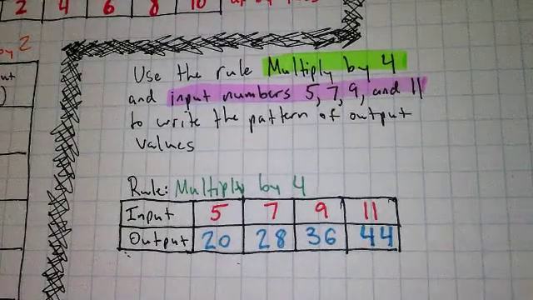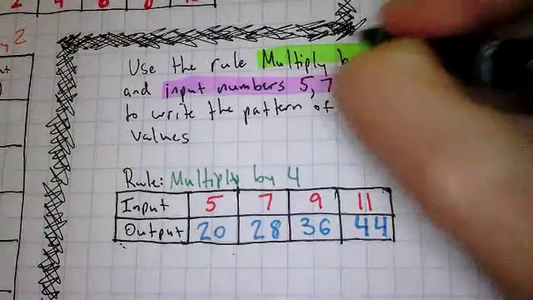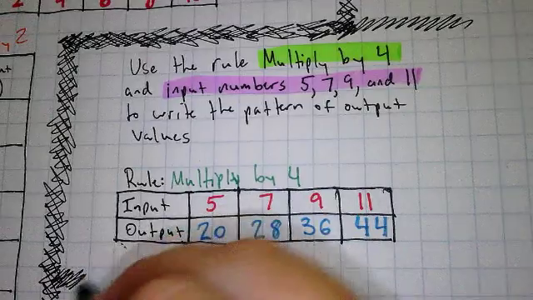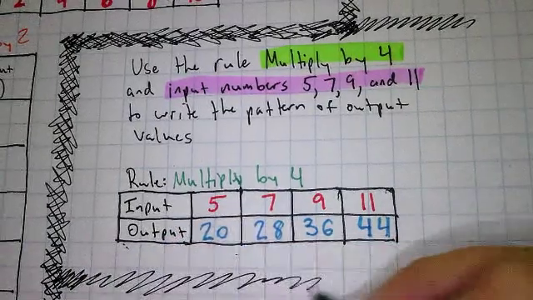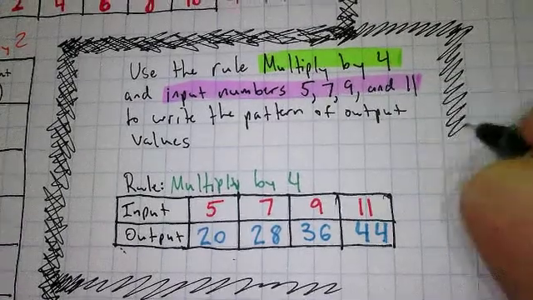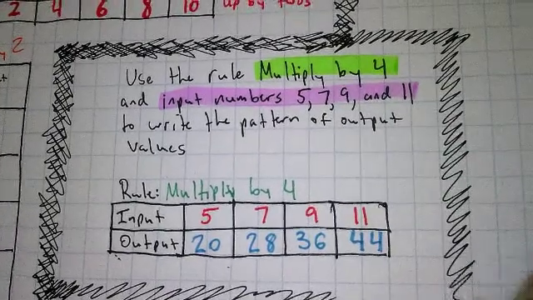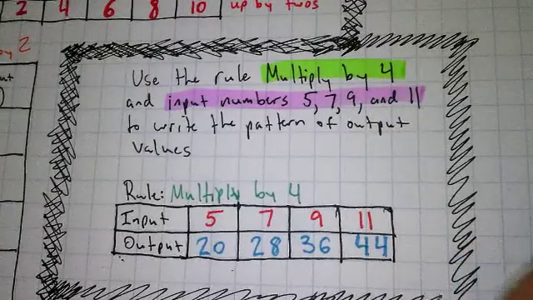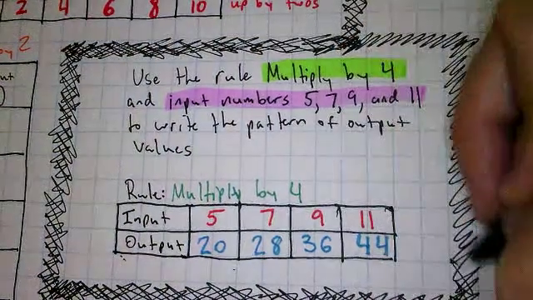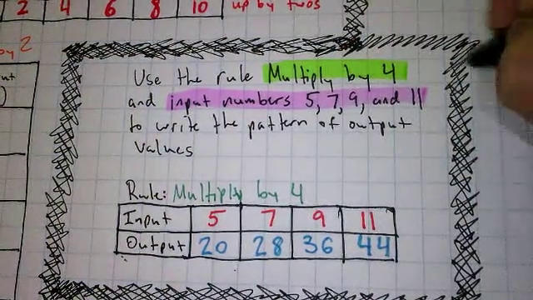Okay, so sometimes you'll have problems like that, where it will give you the rule and the inputs, and you have to find the outputs. But those aren't the only types of problems you'll have. So let's look at a couple more, because sometimes it'll give you some of the inputs and some of the outputs, and it wants you to find the rule. Okay, so let's look at another one here.